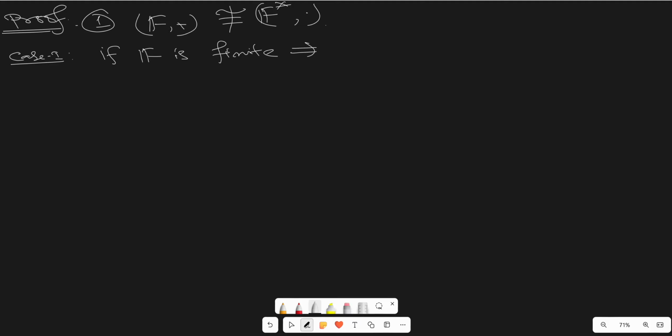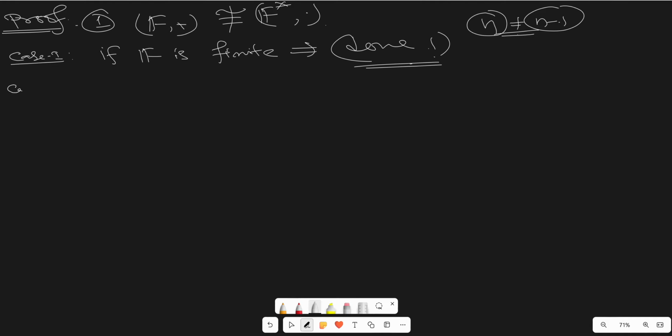if F is finite, this implies we are done, because suppose F contains n elements, so it will contain n elements, and F star means the set of all units. F star dot means you are eliminating 0, so there is one element which is not inside F star. So we are done. Why are we done? Because if F has n elements and F star has n minus 1 elements, the cardinality is different, so they cannot be isomorphic.